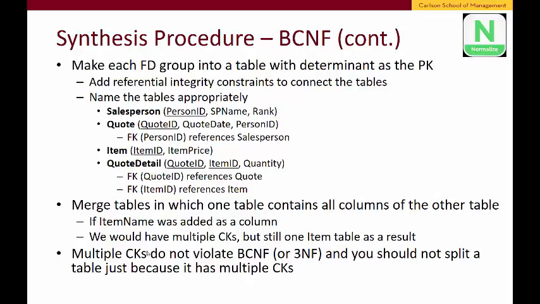and foreign key constraints connecting these tables. If we had, at the bottom, we discussed this, if we had item name as a column, we would have multiple CKs, but still one item table, and that is really not important. We would have that item name as a unique constraint, kind of like with product names in a sporting goods table.